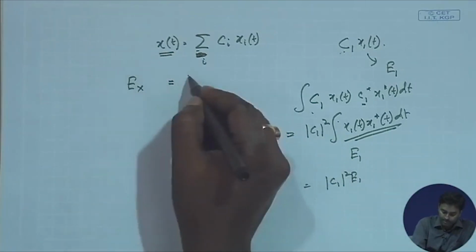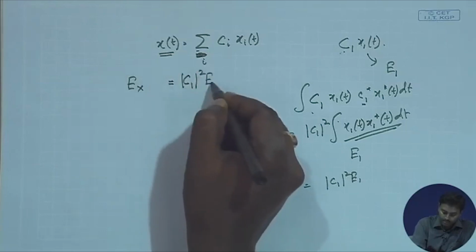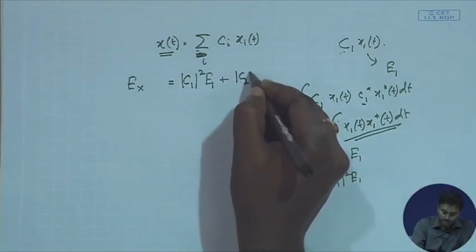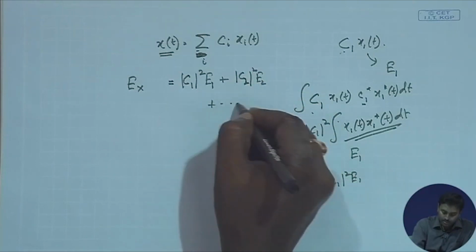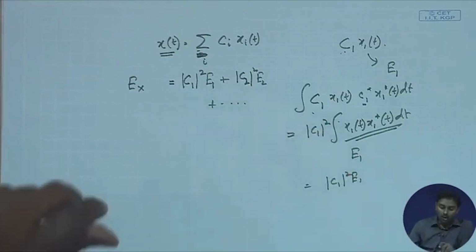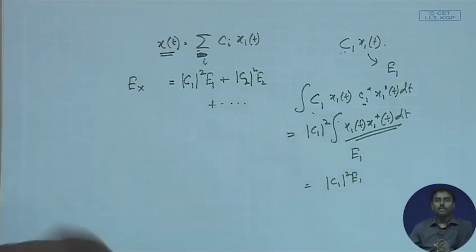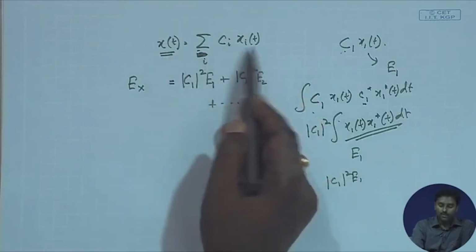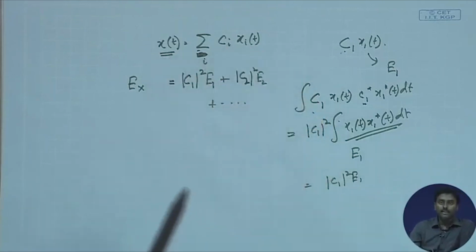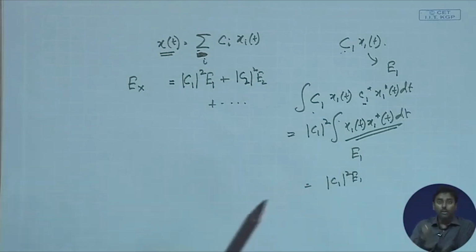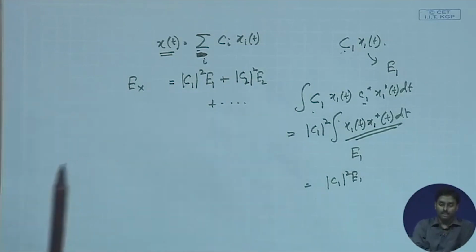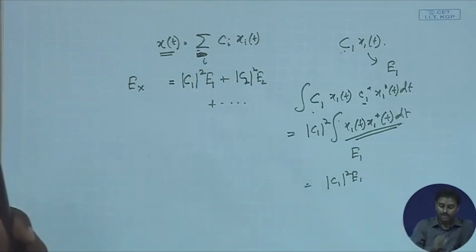The first term should give me the first energy component, and similarly all other energy components. So, there will be mod C2 square E2 plus dot dot dot up to as many i's as there are. All cross components, because the signals are orthogonal to each other, will just vanish. So, as long as I can represent a signal with respect to the constituent orthogonal signals and their linear combination, if I know all those coefficients, I can always evaluate the energy of the original signal. This is what was targeted, and I can do that.